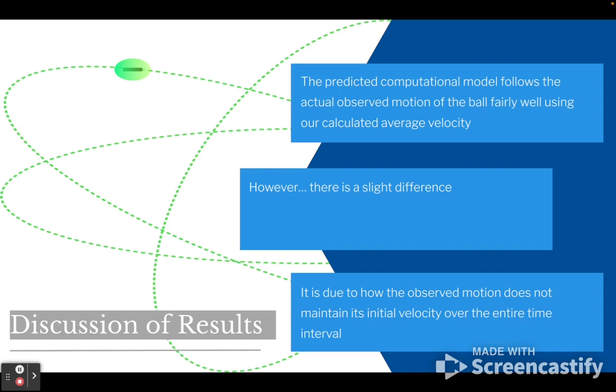So discussion of results. The predicted computational model follows the actual observed motion of the ball fairly well using our calculated average velocity. However, there is a slight difference, and it is due to how the observed motion does not maintain its initial velocity over the entire time interval.